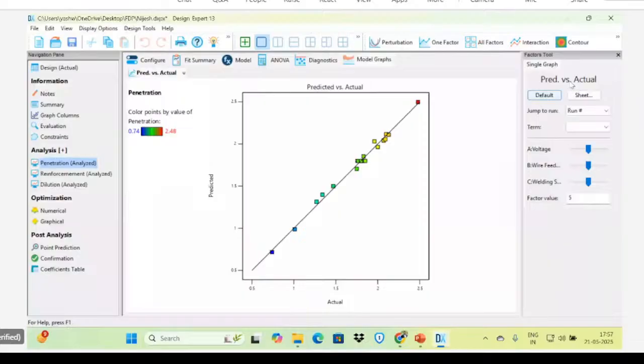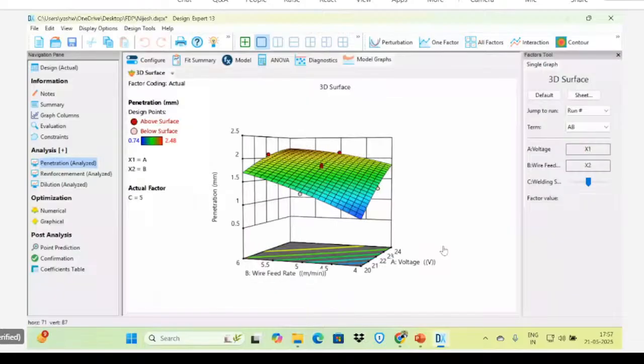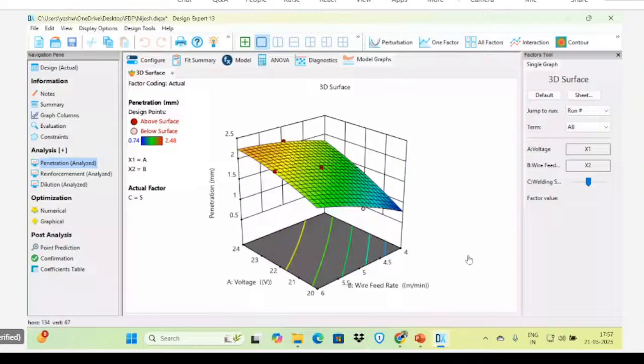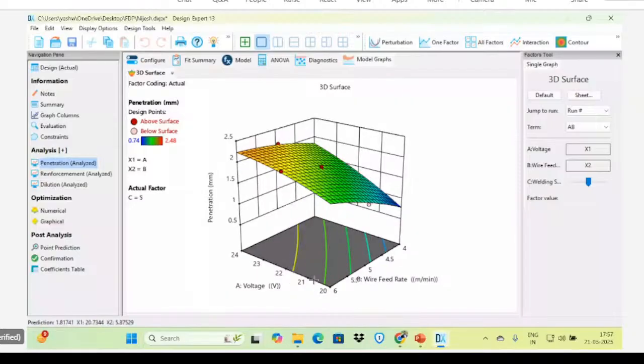One more important graph is the 3D surface. You can see here, this is the AB combination of penetration, voltage and wire feed rate. By increasing the voltage and increasing the wire feed rate, you can get a higher penetration as per this 3D surface model.